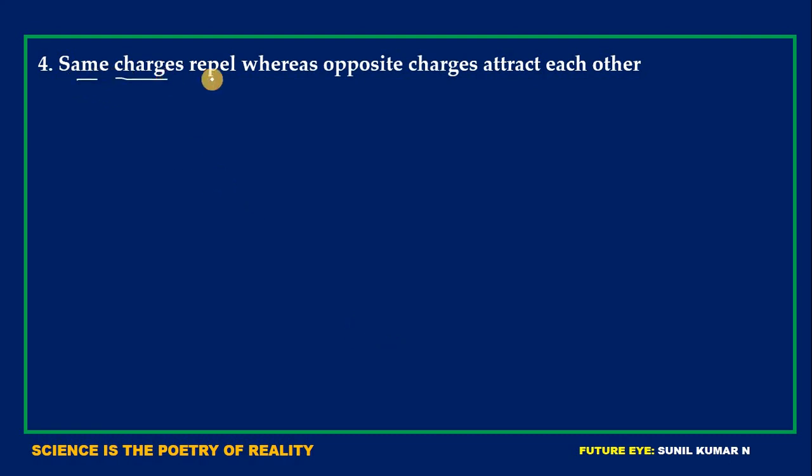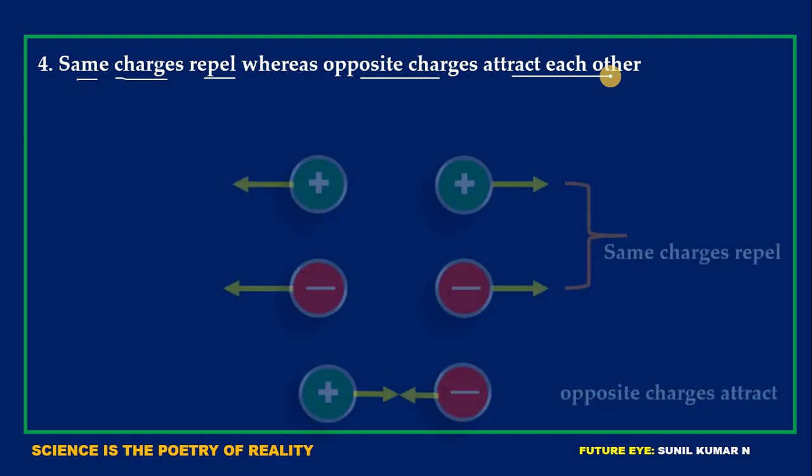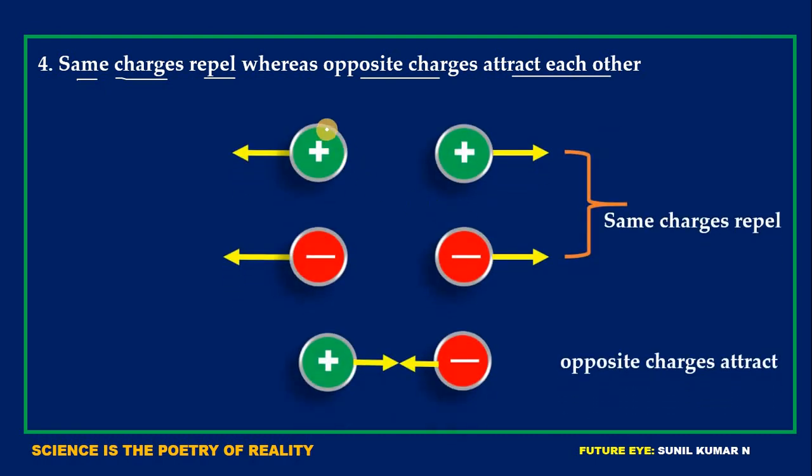Same charges repel, whereas opposite charges attract each other. To make you understand this, let me take a suitable figure here. See, in the first, I have taken two positive charges. When I brought two positive charges, both repel each other. Both are going in different directions. You can observe here. Both are going in opposite directions because same charges always repel each other. Similarly here, I have brought negative charges. So both repel each other.